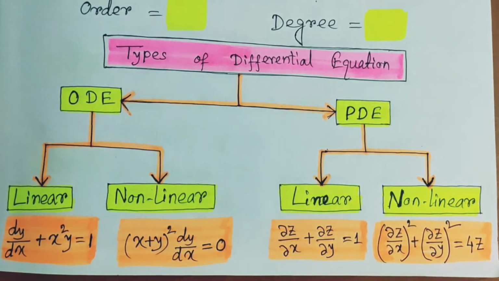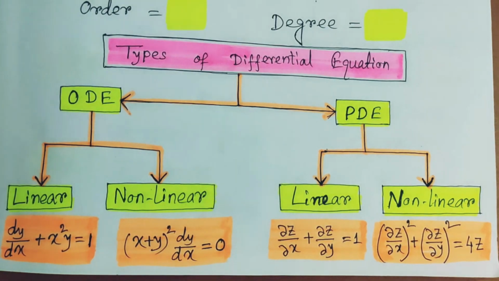These differential equations again have two types. One is the linear differential equation, another one is the non-linear differential equation. Now, what is this linear and non-linear differential equation? A differential equation is linear if the dependent variable and its derivatives appear to the first degree only.